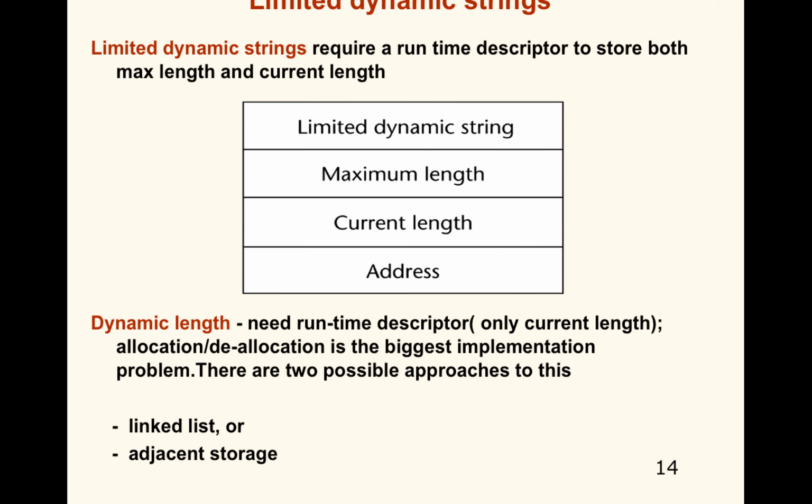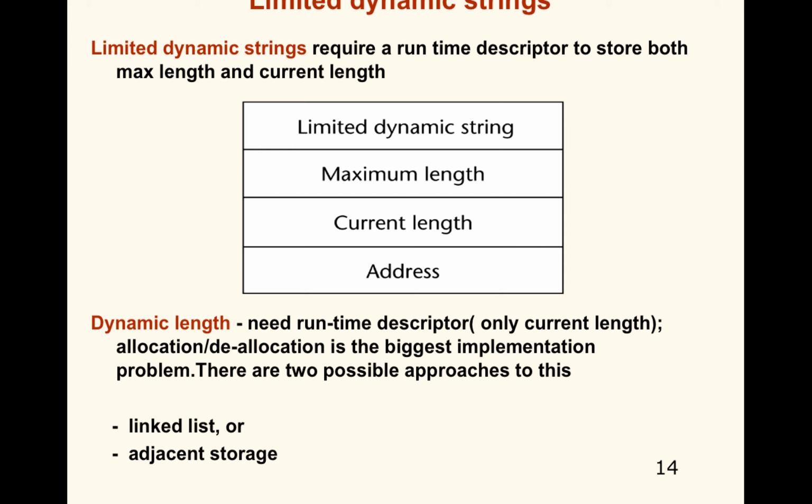So the limited dynamic string requires a runtime descriptor to store both the maximum length and the current length, because we're going to put a limit on it. So the limited dynamic is going to have a maximum, and you're going to need to put something at the end, maybe not a character, but some sort of indicator. Only the current length is stored for the dynamic one, because all we need to know is how big it is. So the allocation and the deallocation is the biggest implementation problem.